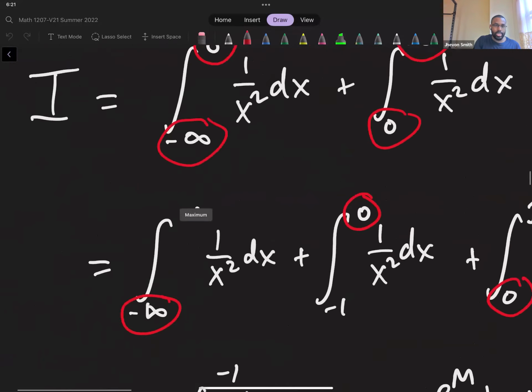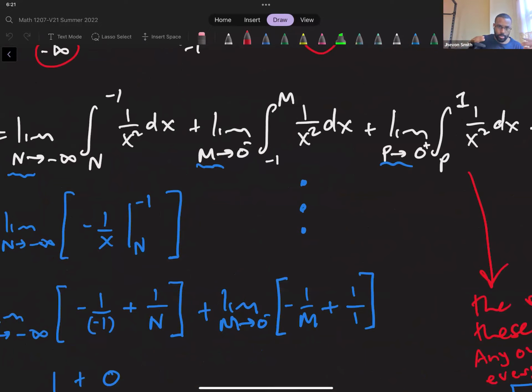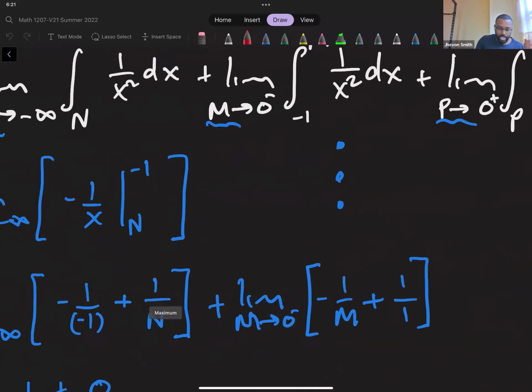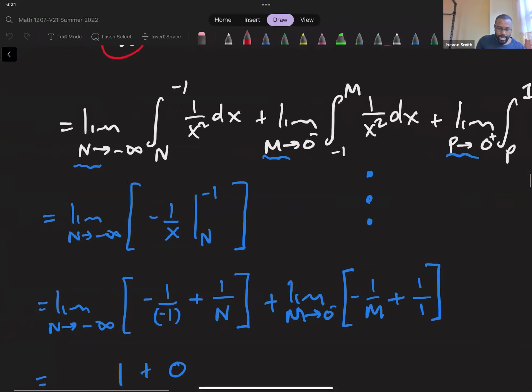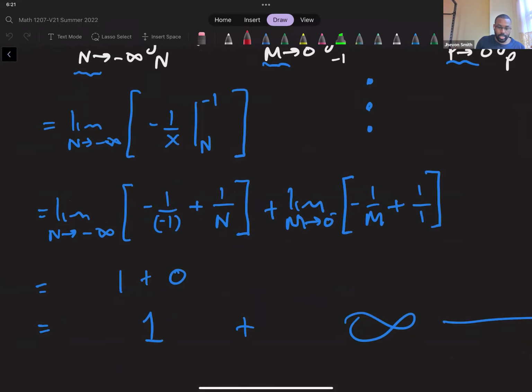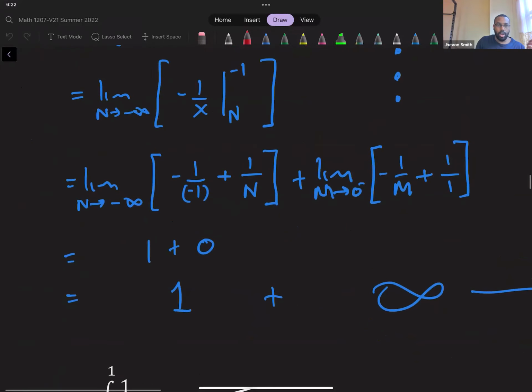Then I would integrate using our rules and whatever technique of integration is useful in that scenario. Integrate, apply the fundamental theorem of calculus with the new variable. I'll get an expression in terms of the new variable, and then I take a limit of that expression. And if it gives me an answer like 1 or whatever, awesome, I can say it converges. If I get infinity or the limit does not exist, I would say it diverges.